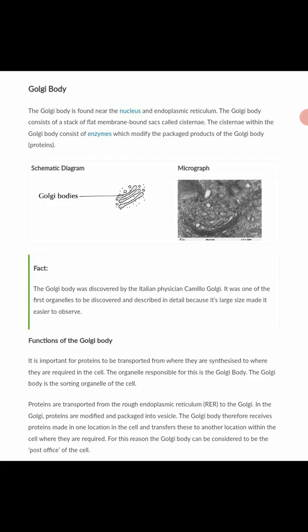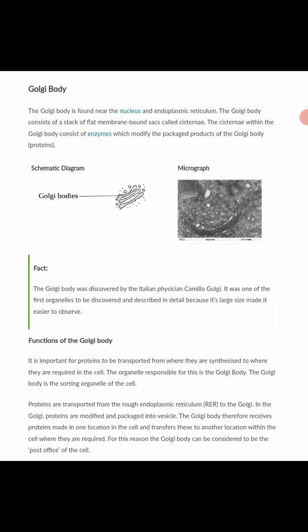Now, the Golgi body was discovered by the Italian physician Camillo Golgi. It was one of the first organelles to be discovered and described in detail because its large size made it easier to observe. Functions of the Golgi body.